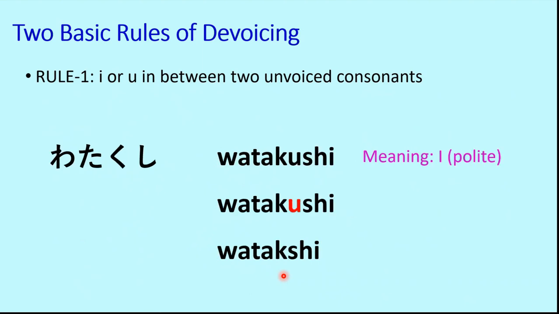Watakushi. We all know watashi, which means I. And if we want to say I in a polite way, then it is watakushi. The spelling is watakushi. Now u appears in between k and sh. Since k and sh are unvoiced consonants and u is appearing in between them, rule one states that this u will get devoiced. So watakushi becomes watakshi.